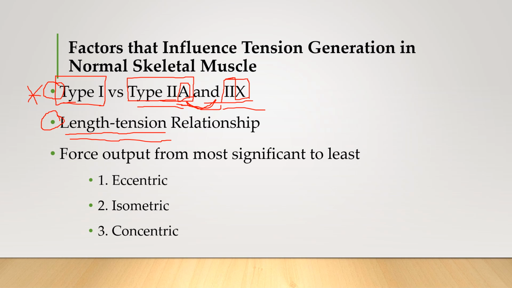Maybe, yes, we do. And we can work towards being stronger in some of those end range positions. But for the most part, we want to give our patients the benefit of a doubt and really provide this good length tension relationship so that they can be strong and build strength and produce lots of power. The last thing on this slide, we're thinking of different muscle contraction types. So this is the force output from the most significant to the least in this order here, okay?